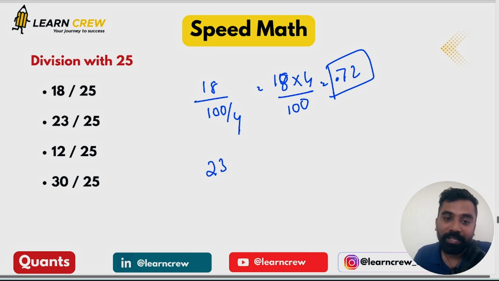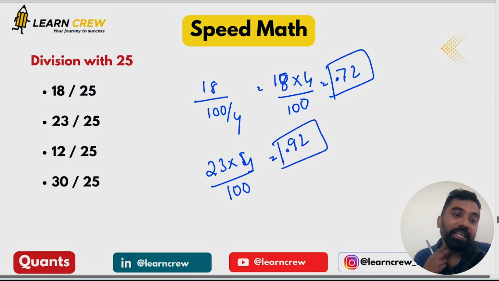It becomes 0.72. Decimal before 2 places. 23 by 25 into 4 divided by 100. What is 23 into 4? 80. 3 into 4 is 12. 92. We'll be adding a decimal 0.92. As simple as that. Do it for the remaining 2 problems. Okay. So hope this concept is clear.